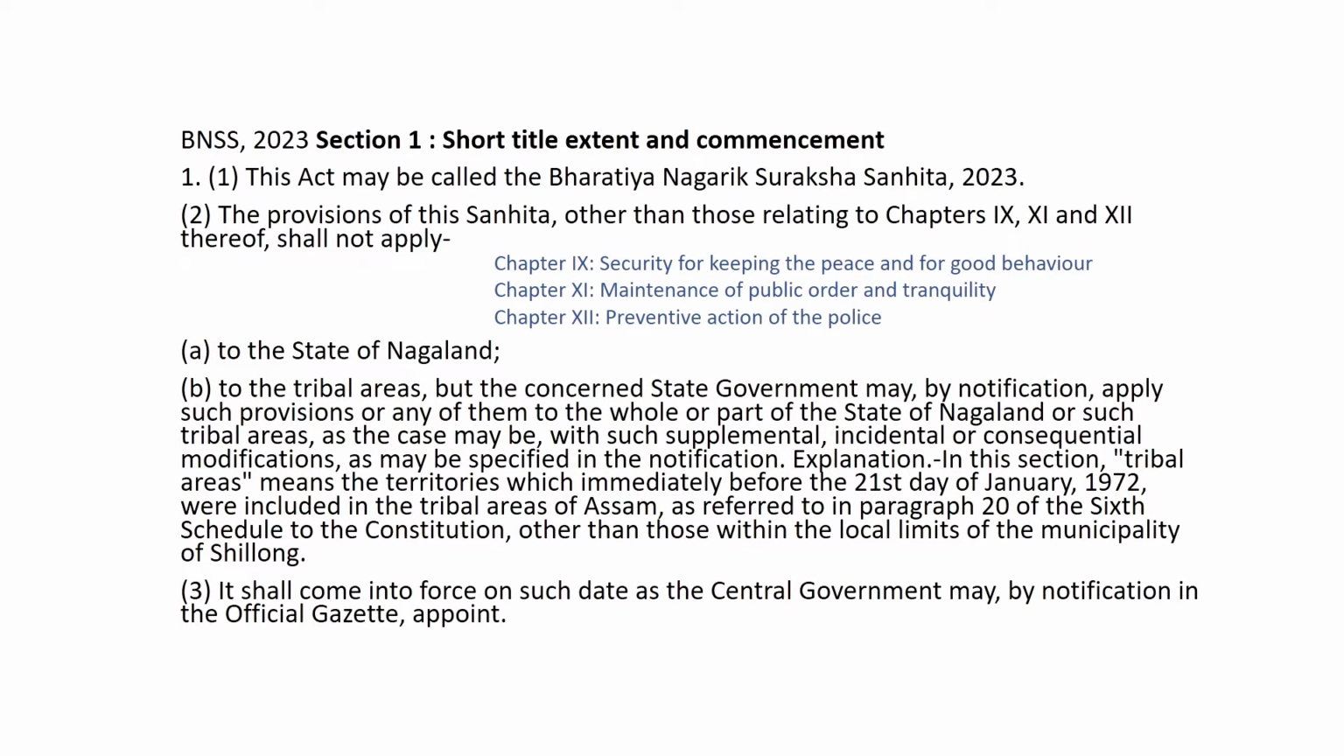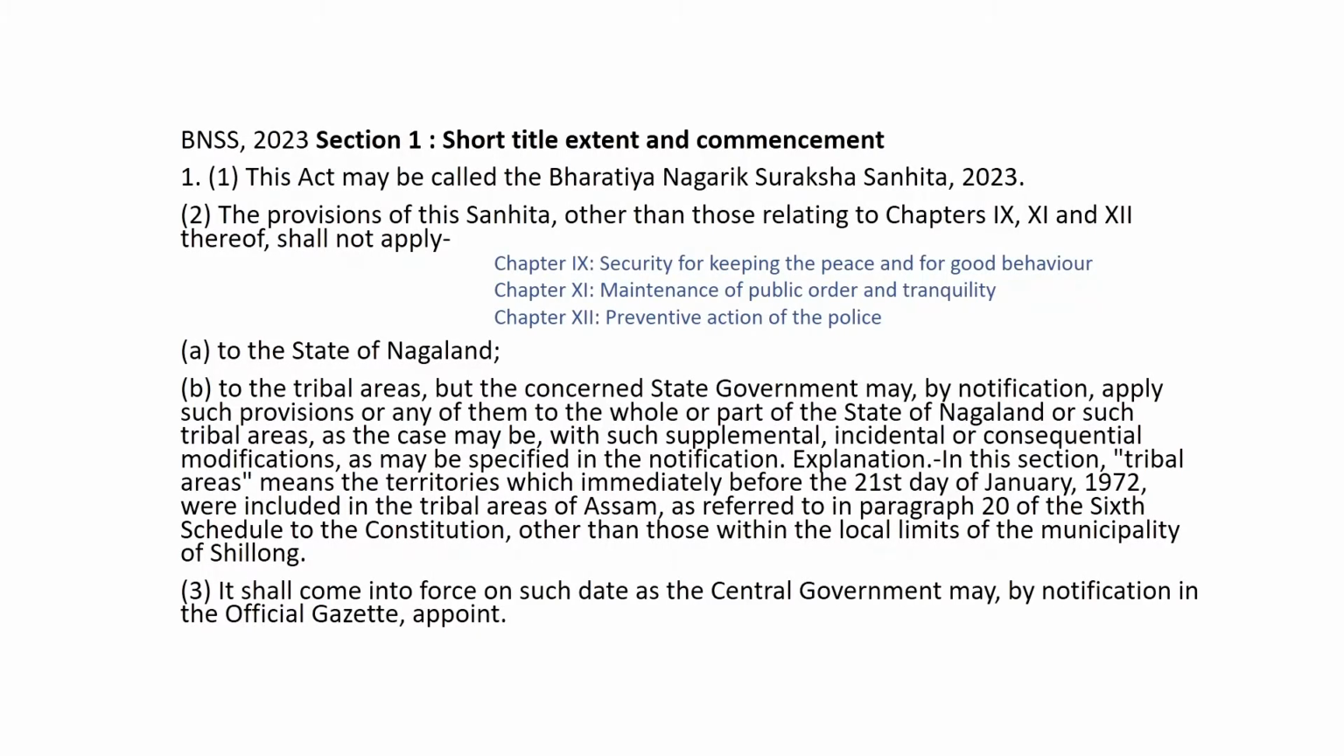So, now let us talk about the provisions of the Bharatiya Nagarik Suraksha Sanhita. Section 1 of the law, which is short title, extent and commencement. So, this is an act which may be called the Bharatiya Nagarik Suraksha Sanhita, a law which is citizen centric, a law that focuses on the protection of its people. So, the law is more of a protection based law instead of being merely a procedural law. So, this act may be called the Bharatiya Nagarik Suraksha Sanhita 2023.